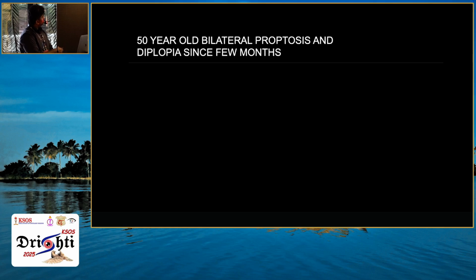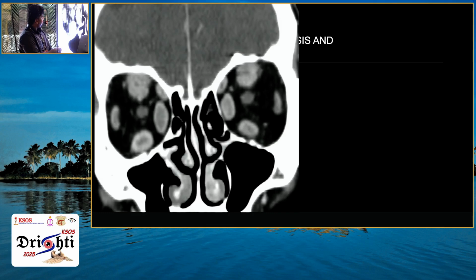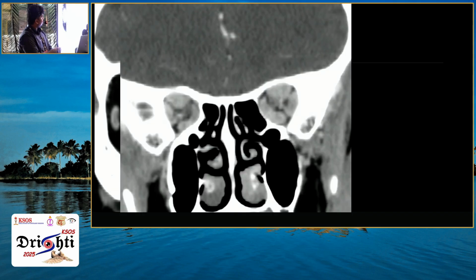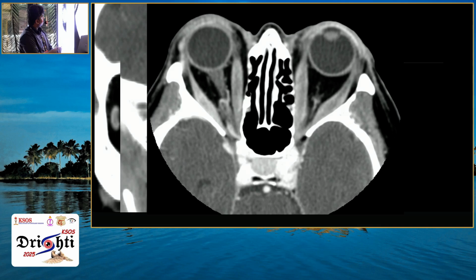And another case, bilateral proptosis, 50-year-old, diplopia since a few months. On the CT image, extraocular muscles are enlarged, symmetrical enlargement, and posterior to that, just anterior to the level of the orbital apex, enlarged, compressing the optic nerve here. Same appearance, same thing on axial images. We have seen a normal CT image, how extraocular muscles appear. We are seeing now how enlarged muscles appear over here, which are bilaterally symmetrical involvement.